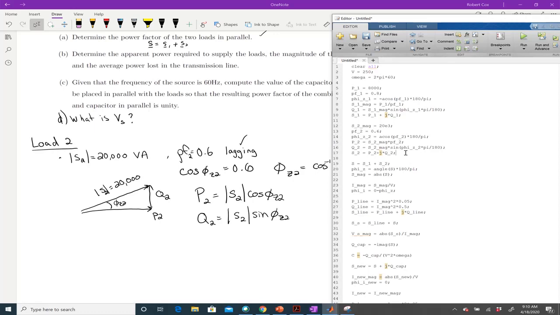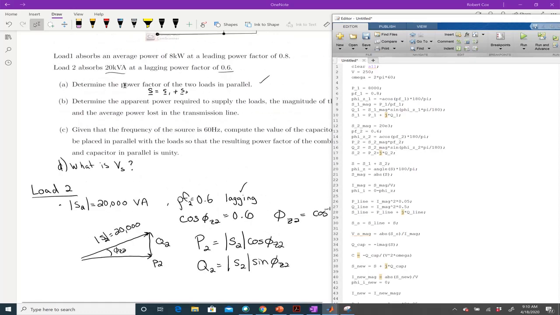At this point I want to try to answer part A. To determine the power factor of the loads in parallel, I said I wanted to add the complex power of load 1 to the complex power of load 2 to get the total complex power. That's what I'm doing here on line 19. I'm taking S1, which was for load 1, and adding that to S2, which was for load 2, and then here I am calculating the angle and the magnitude.